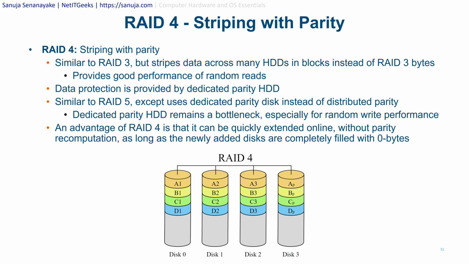An advantage of RAID 4, however, is that it can quickly be extended online without parity recomputation, as long as the newly added disks are completely filled with 0 bytes. In other words, if the newer disk is a brand new disk, say you remove disk 0 because it failed, and you inserted a new disk, it's just going to quickly build the entire RAID 4 structure, and the recomputation process is much less resource intensive.